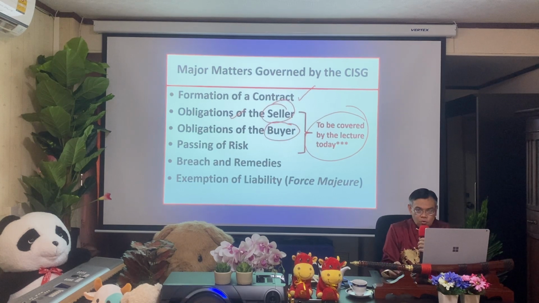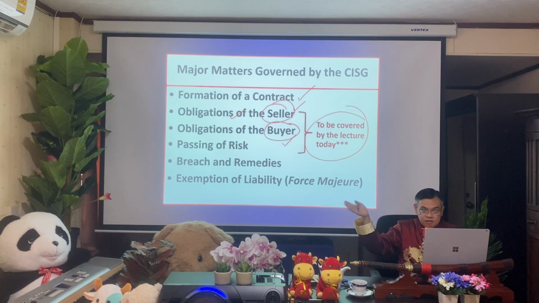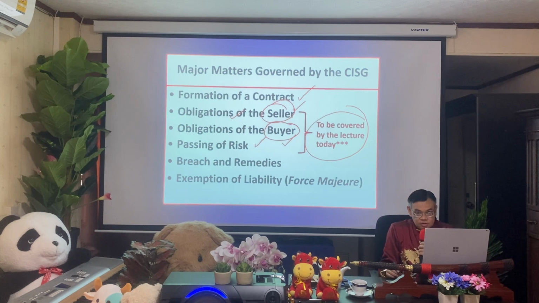But I'm not quite sure whether Tom is going to permit us to also talk about obligations of the buyer. So probably the lecture will be focused on the obligations of the seller. If you understand the obligations of the seller, then you will also understand the obligations of the buyer, because understanding the obligation of the seller will give you a reflection of the obligations of the buyer as well. What will also be included in this lecture is the passing of risk, the rule in the CISG regarding the passing of risk.